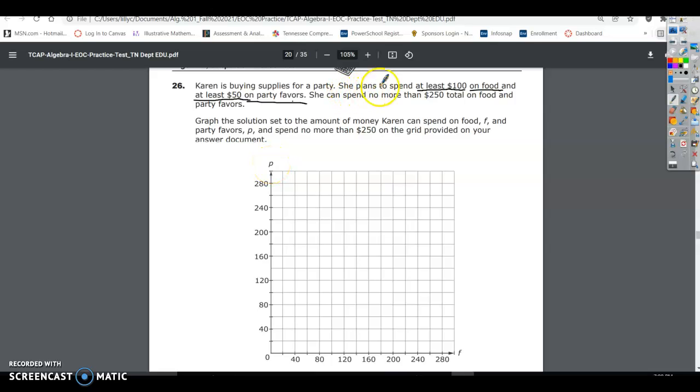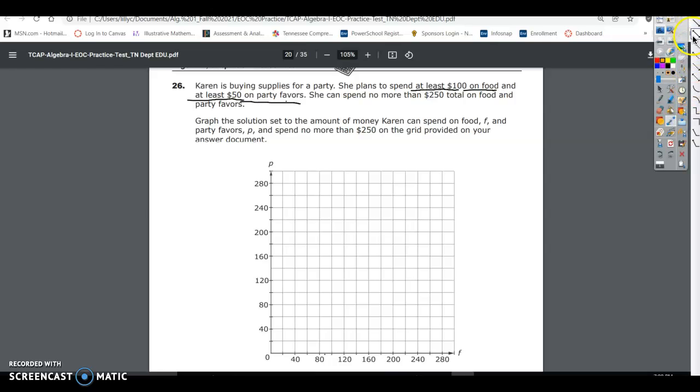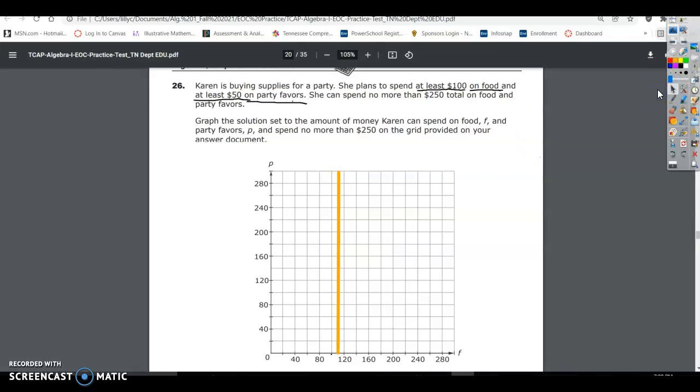So if she's going to spend at least $100 on food, we know that here's 80, here's 120, so 100 is here. So we can draw a line that goes from 100 up to here. Doesn't really have to go all the way, but that'll show kind of what that is.